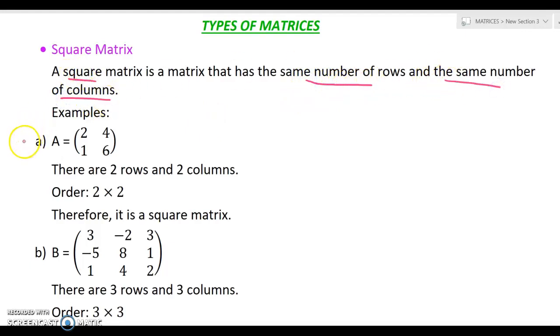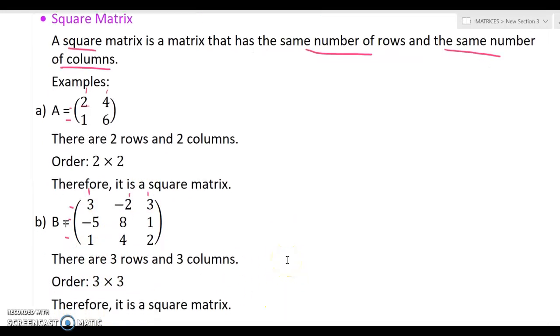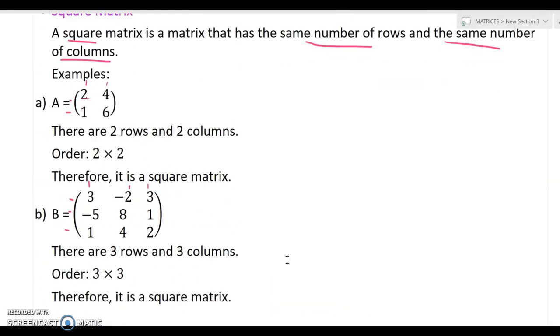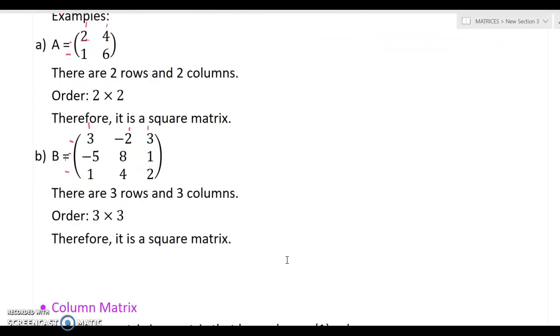So some examples of square matrices would be, here we have a matrix A, 2, 4, 1, 6. There are 2 rows, 1, 2, and 2 columns. So it's a 2 by 2. The order is 2 by 2. We have the same number of rows and columns. In matrix B, we have 1, 2, 3 rows and 1, 2, 3 columns. So the order is 3 by 3. We have the same number of rows and the same number of columns. So therefore, both matrix A and matrix B are square matrices because in each case they both have the same number of rows and columns.